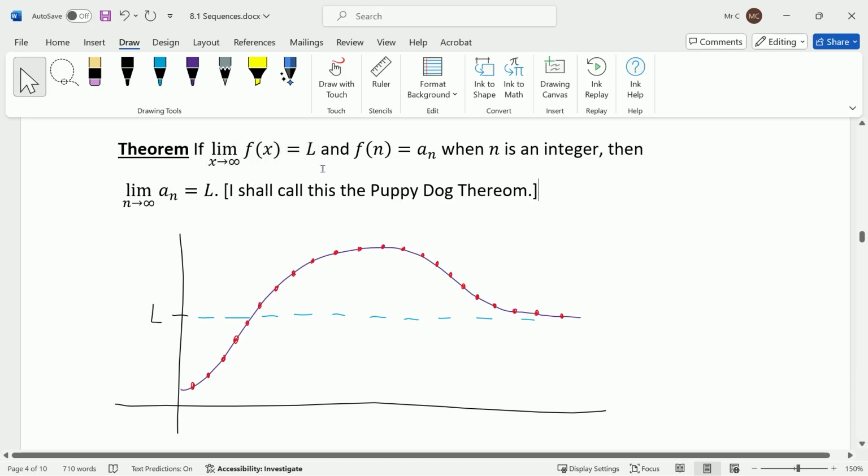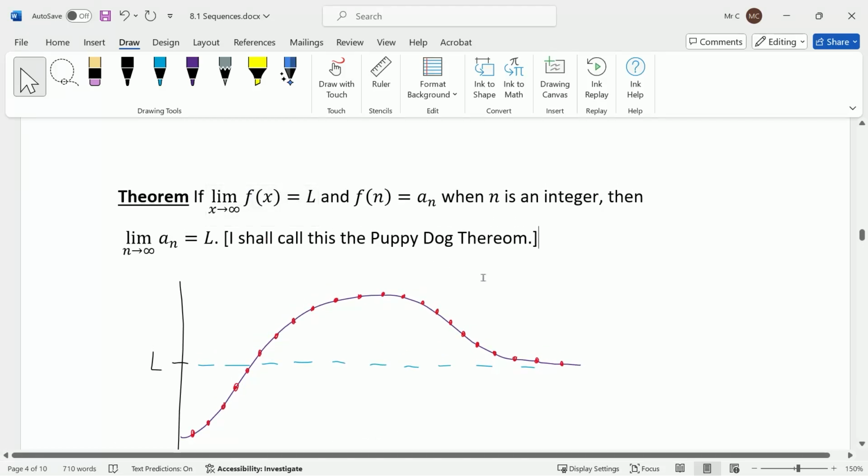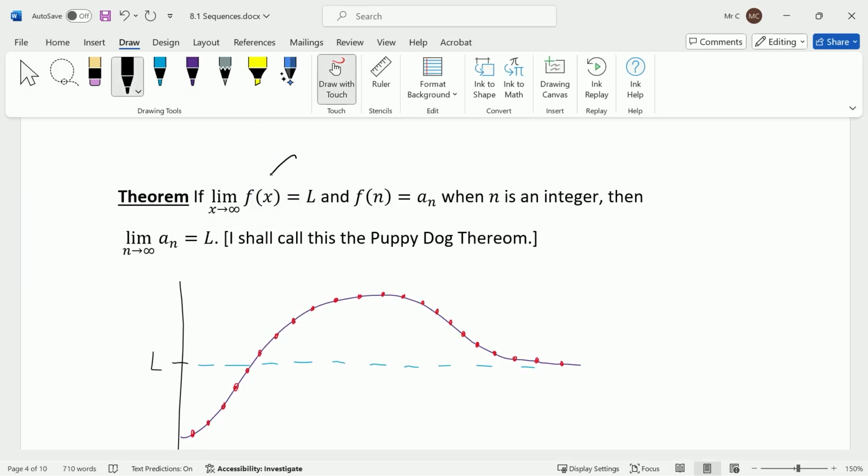So there's a lot of notation here, so it can kind of trip you up a little bit. But let's think about what we're trying to say here. Here, this f of x is a function whose domain is at least 1 to infinity, whereas a sub n, its domain is only the integers.